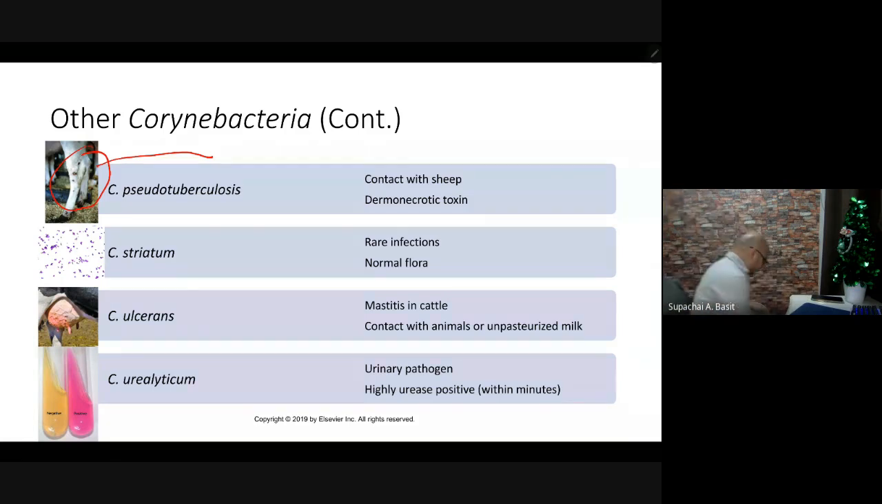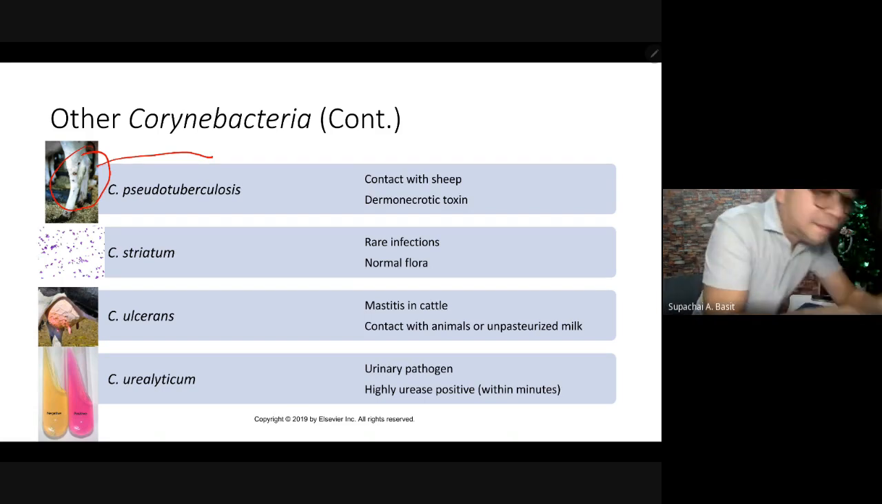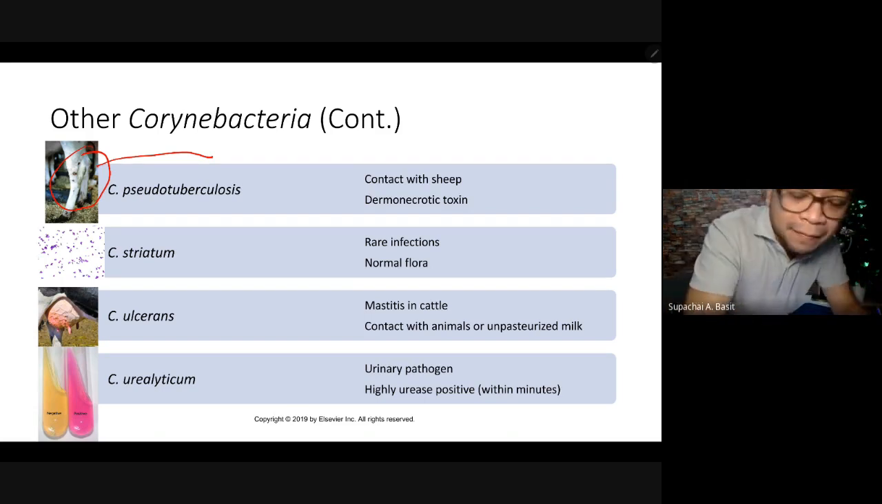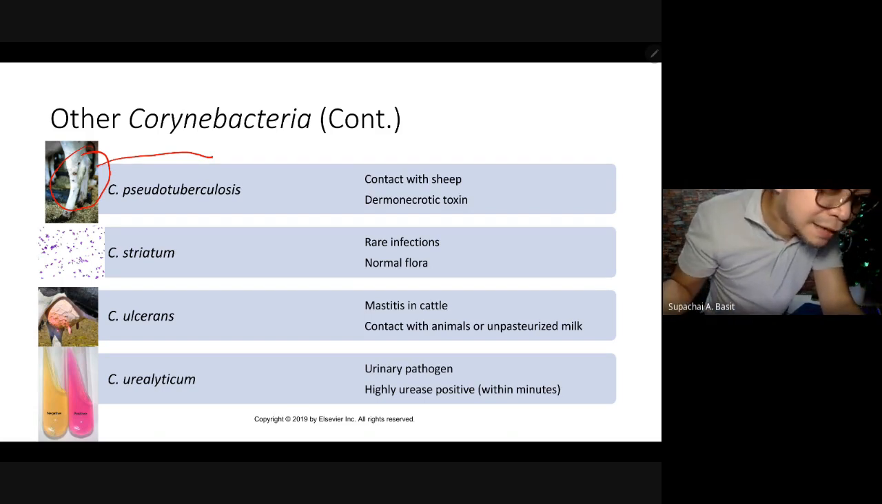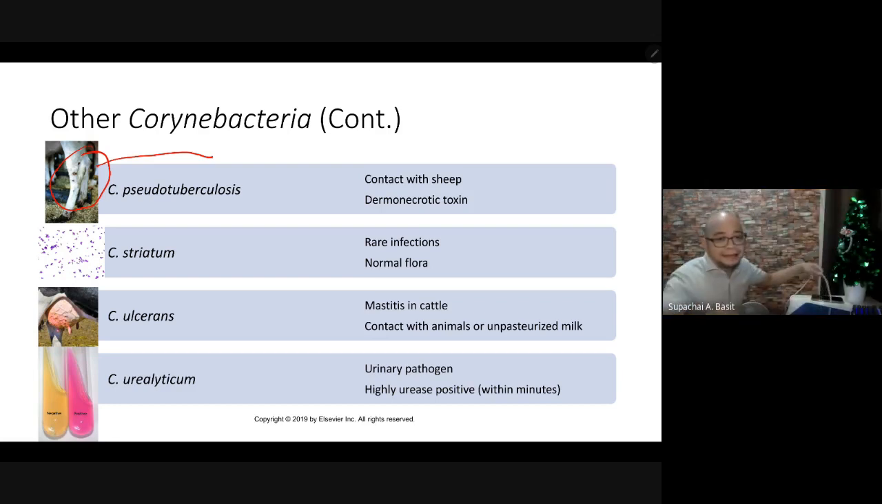And then Corynebacterium striatum, another rare infection, but it is part of the normal flora.